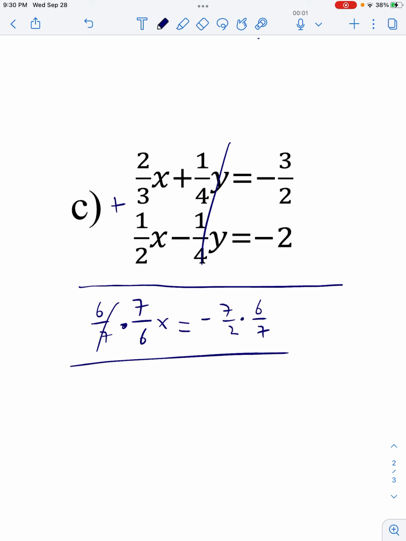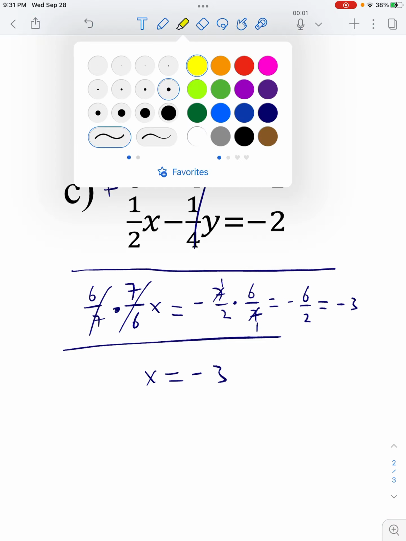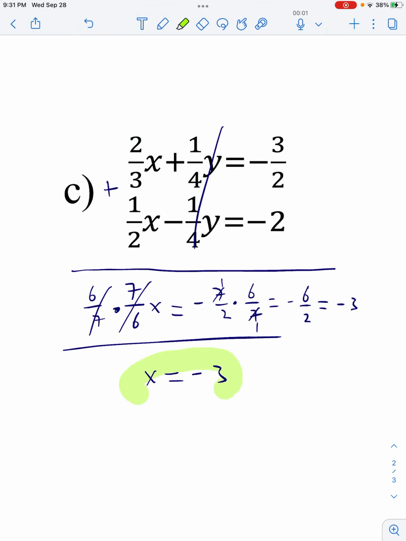Okay, that becomes x equals -7/2 times 6/7. That's going to be equal to -6/2, which equals -3. So x equals -3. All right, so that's my solution for x, right? And then I still have to get y, though, right?